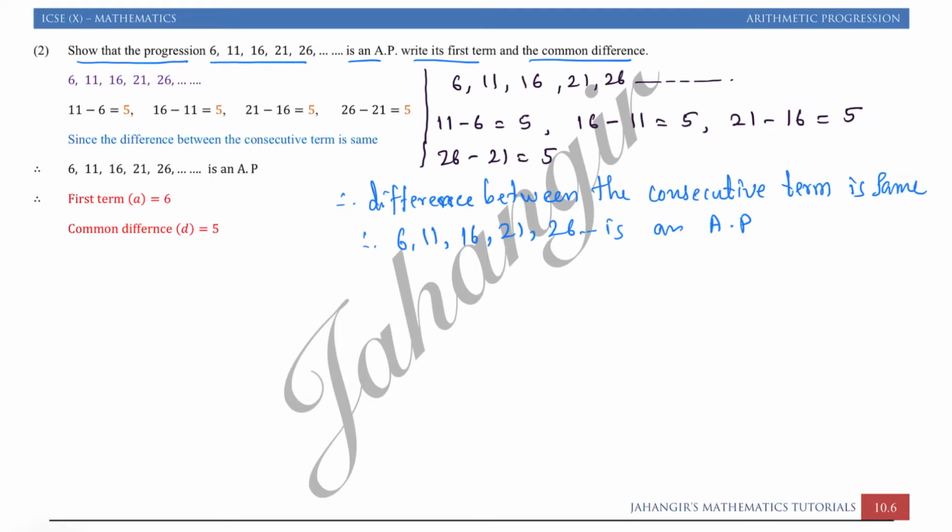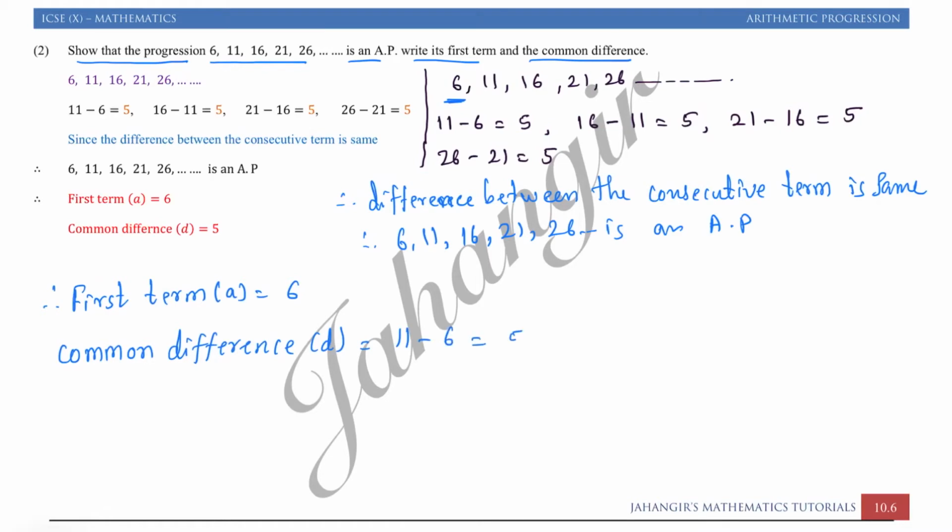It is an AP. Now what we have to find? We have to write the first term. So therefore I can write the first term, that can be written as A, which is 6. See here, the first term we have is 6, and the common difference, that is D, which is 11 minus 6, that is equal to 5. So we get the first term as well as the common difference.